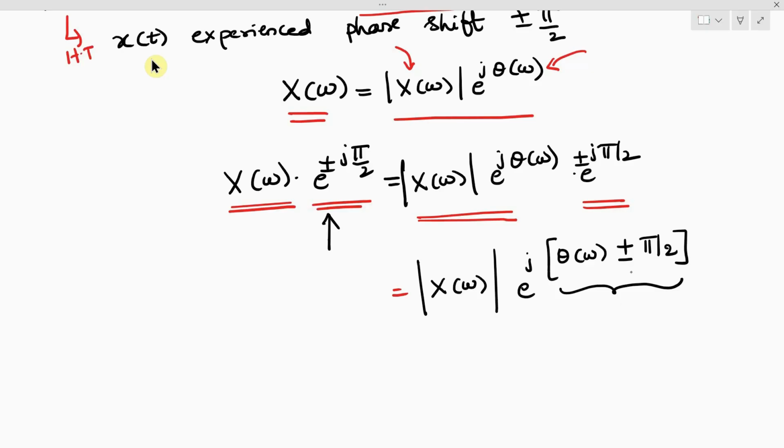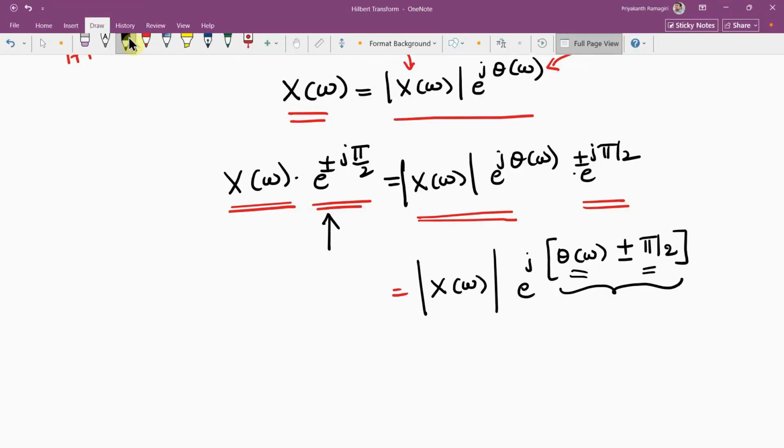Is this the shift of plus or minus pi by 2 that I am talking about? Understood? The phase is shifted by either plus or minus pi by 2. Okay? Got my point? Yes, sir. Now see here.